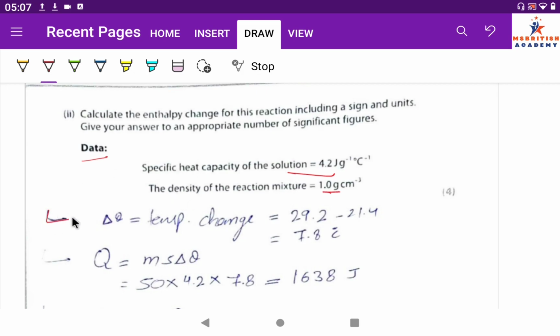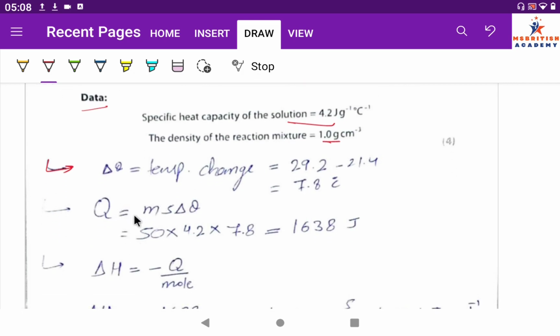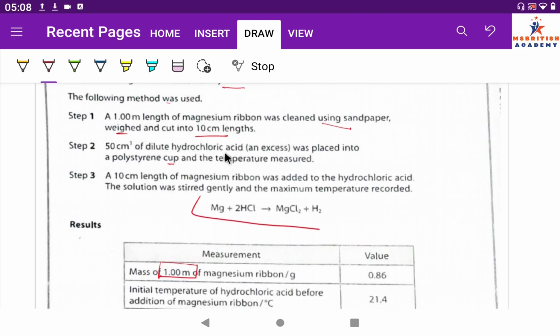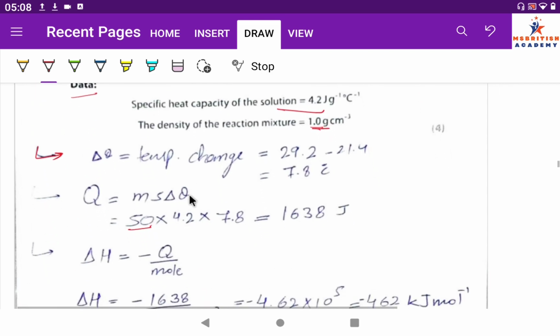So the change in temperature, delta theta, is final temperature minus initial temperature, so that will be 7.8. Now the heat, Q, is equal to m c delta theta. M is the mass, and here the density of the solution is given, and we have taken 50 centimeter cube of dilute sulfuric acid. So the volume is 50, and the density is 1, so the mass will be 50.